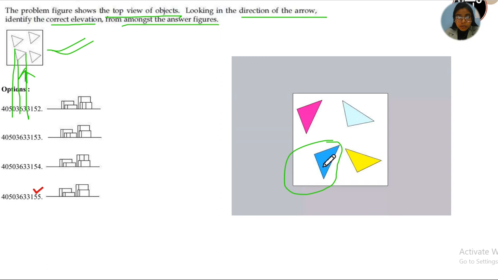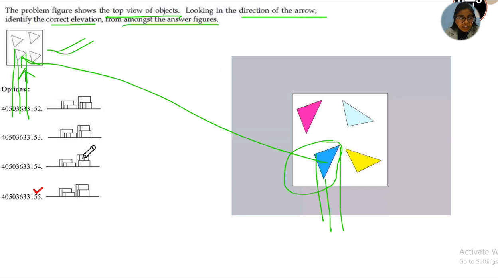Suppose here you have your blue triangle, this one. So you will get to see all the 3 lines, as you can see in option D, 1, 2, 3. So in all the options you are getting to see 3 lines. So till now these options are correct.